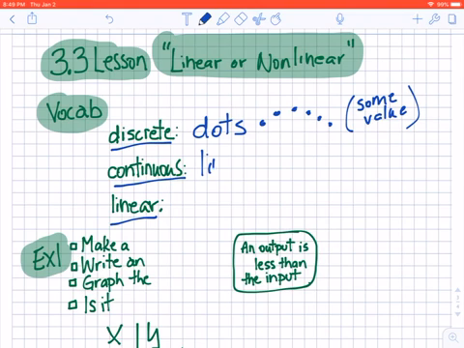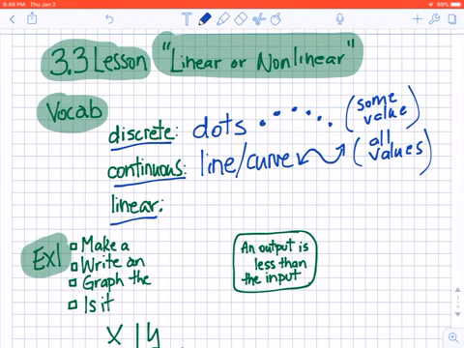On the other hand, a continuous graph is like a line or a curve. And so you'll see something like that maybe. And this is showing you all the values, not just some of the values. Finally, some graphs are linear. Some functions are not. And this refers to the fact that it represents a line.